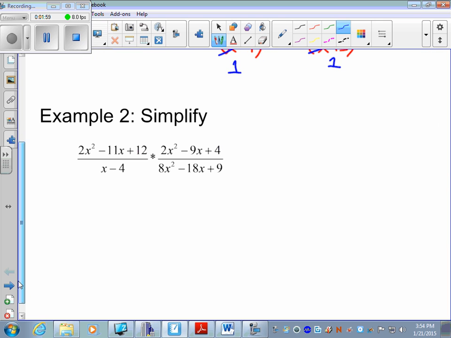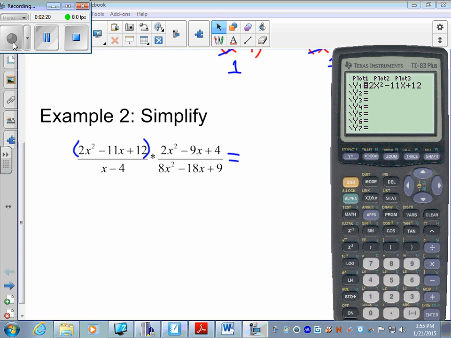Second example, we have two rational expressions. And again, you factor each numerator and denominator separately. So to factor the first one, put it in the calculator and graph it. I'm going to look in the table and see what I have. I know I crossed twice. Nothing there. Once at 4, I don't see anything else.